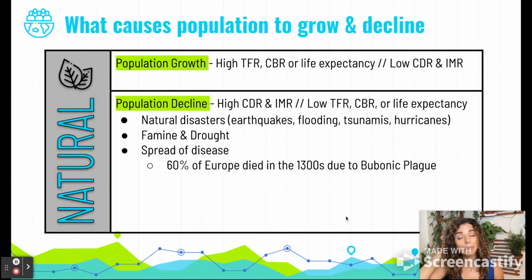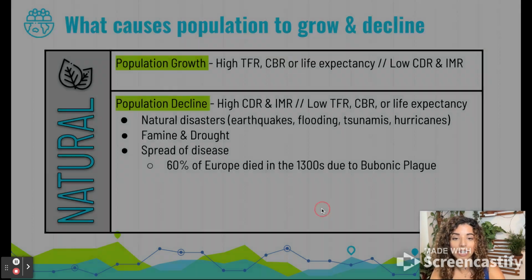And then also environmental or natural causes that we see of population growth, not so much, but more so of decline. Natural disasters definitely cause population decline, famine and drought, as well as spread of disease. So one example has to do with Europe from the bubonic plague, where 60% of their population died.